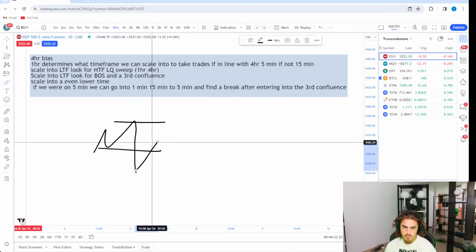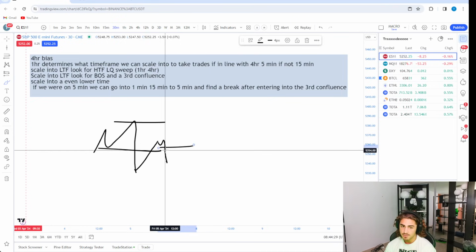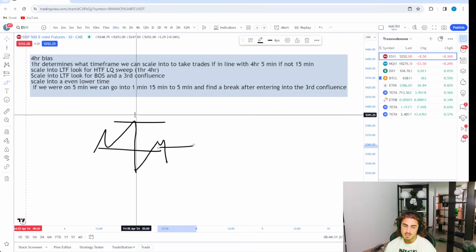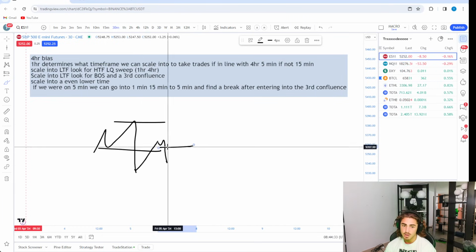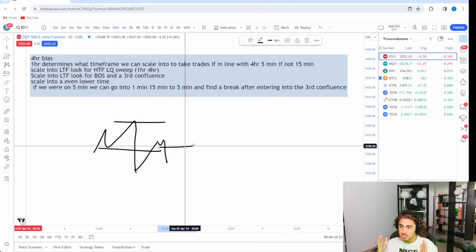confluence gets pushed into, if we're on the 5 minute, we can scale into the 1 minute and try and find a break of structure within there, okay, and enter off that. If we're on the 15 minute and it's entering into a 15 minute third confluence, we can scale into the 5 minute and find a break of structure right there. That's the strategy that we have so far.